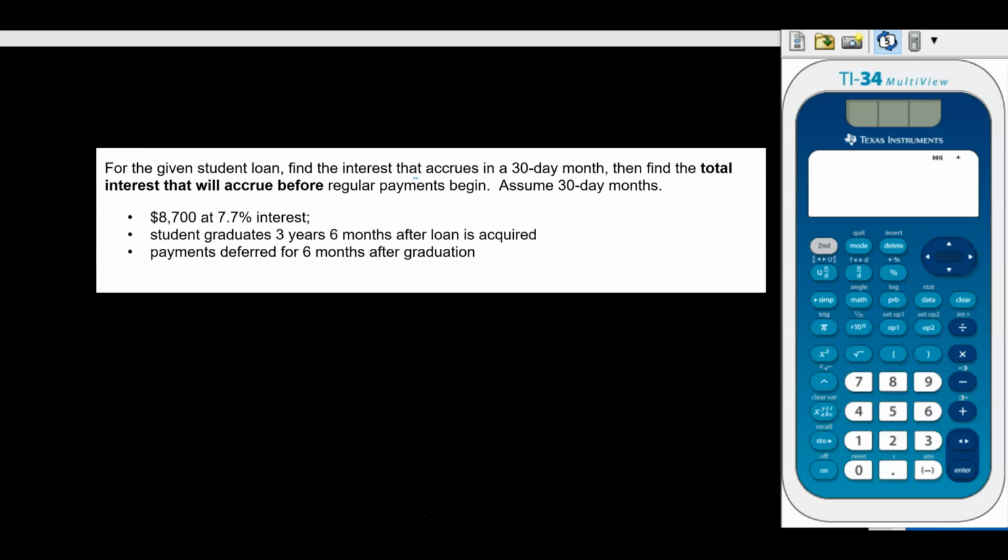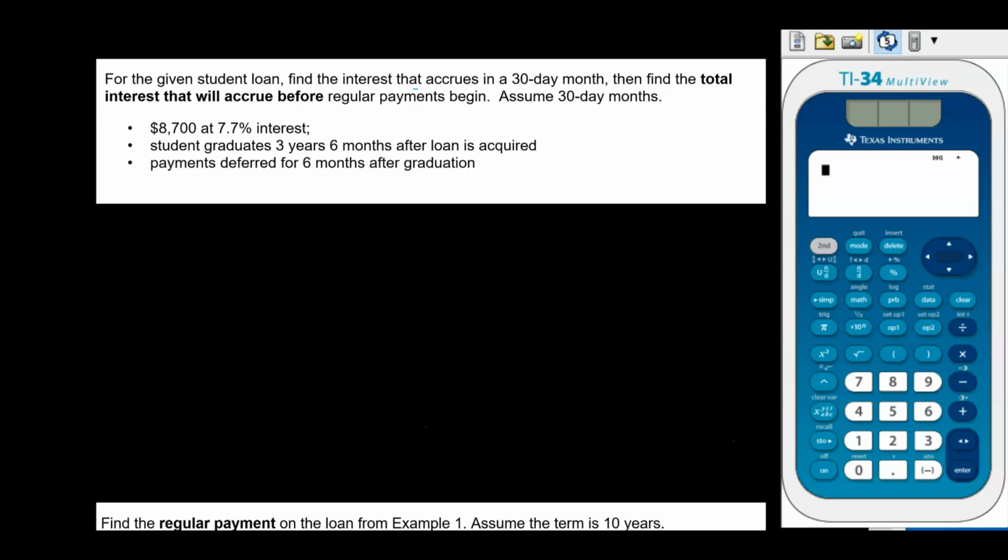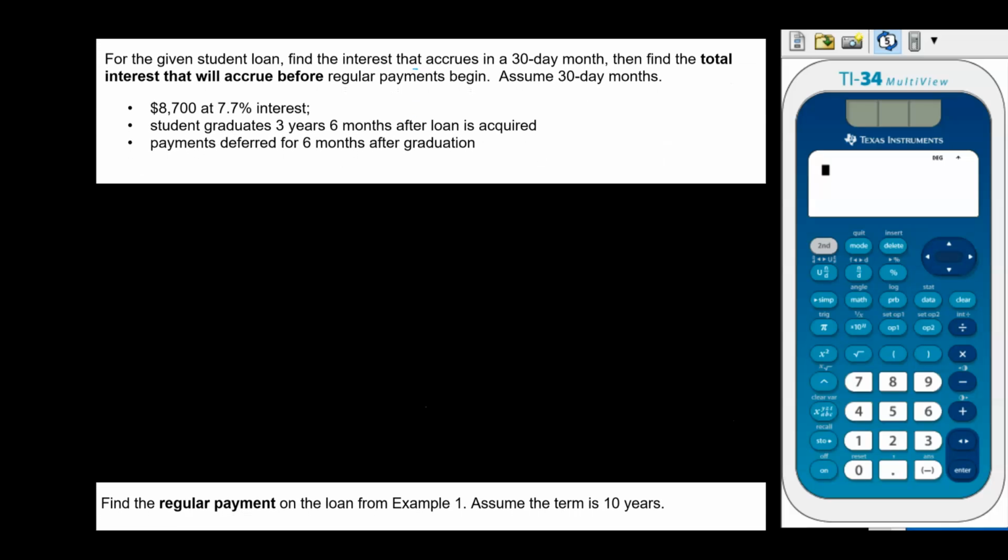So for the given loan, which is this $8,700 loan, we're going to call that P at a 7.7% interest rate. We're going to find the interest that accrues in a 30-day month. So that's our first problem. And then we're going to find the total interest that accrues before payments begin. And that's the second problem that we're asked to do.